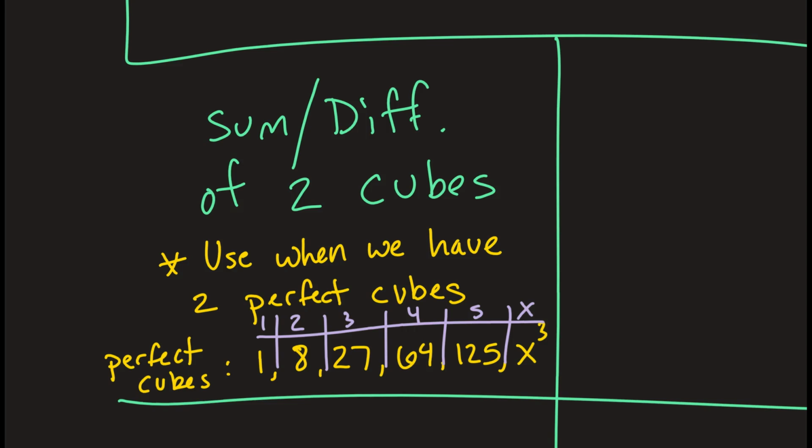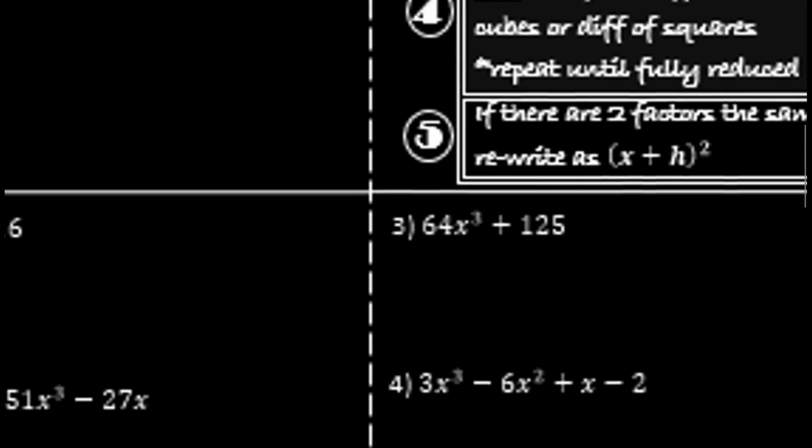Okay. So, there are 2 types of factoring we're going over today. One of them is when we have 2 perfect cubes. For example, where is it? There it is.